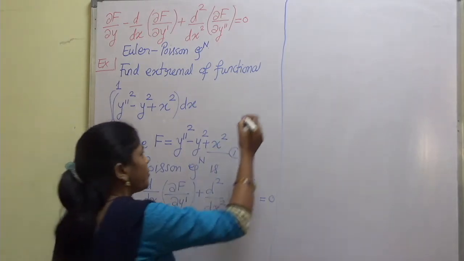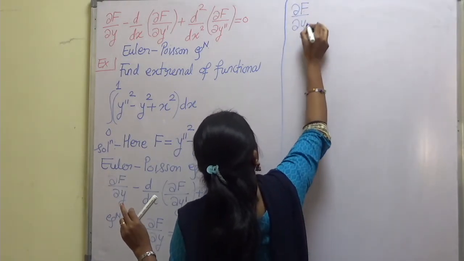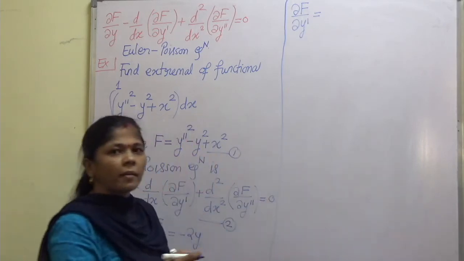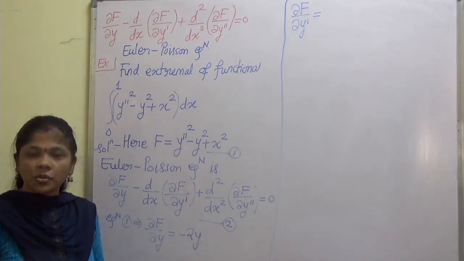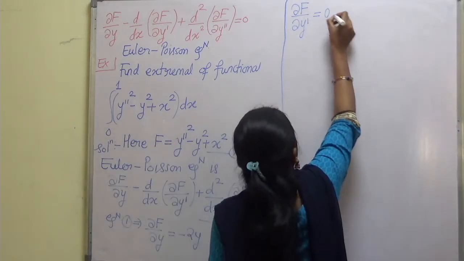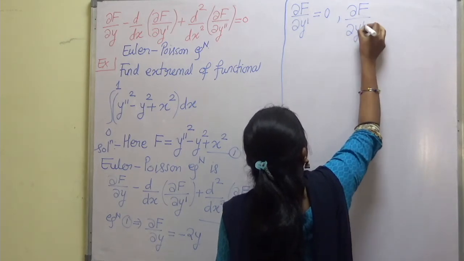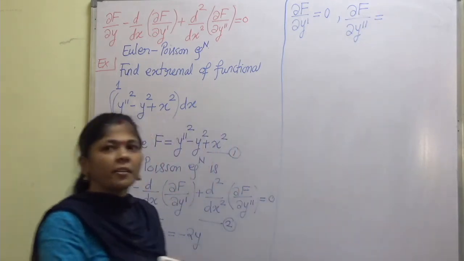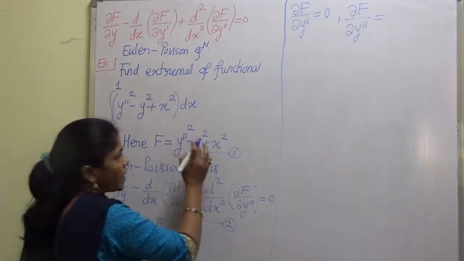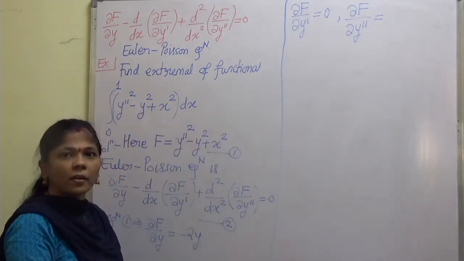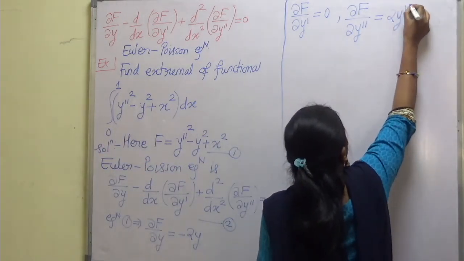Similarly, find out del f by del y dash. What is del f by del y dash? There are no terms of y dash, so this entire term is constant and its derivative is 0. Similarly, del f by del y double dash equal to, what will it be? This is differentiable, and its derivative is 2y double dash. The rest of the terms are constant, so the derivative is 0. So it is 2 times y double dash.